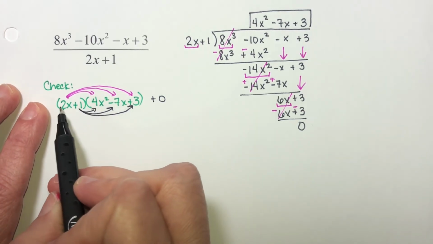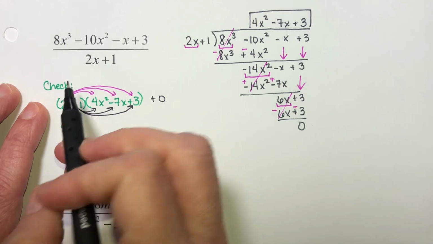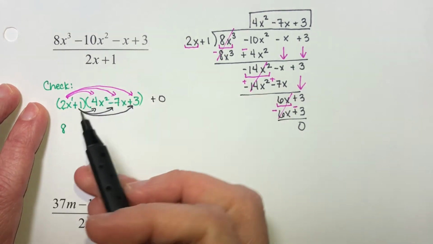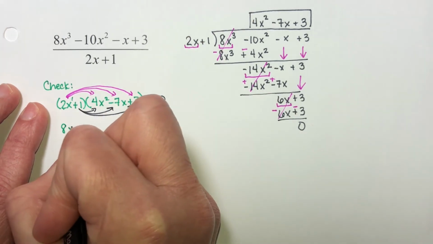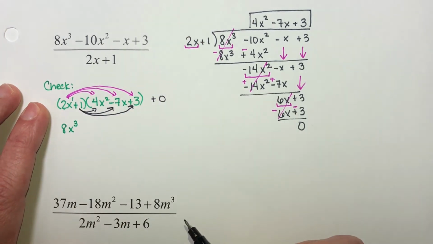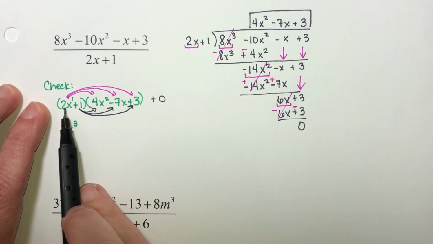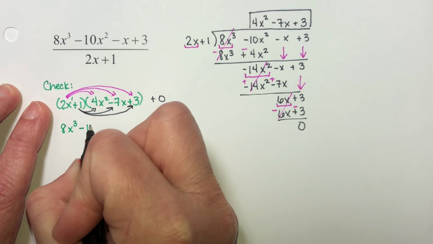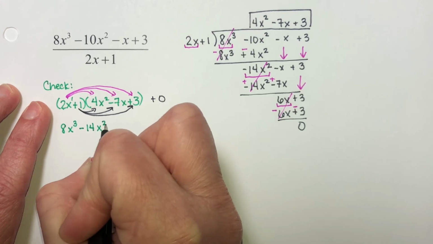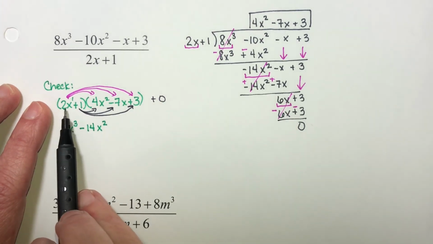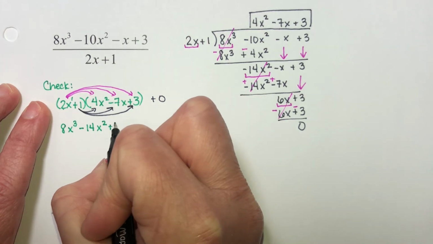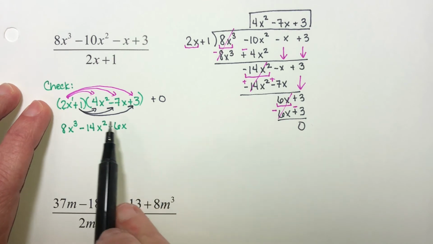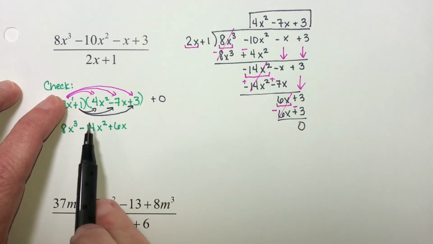2x times 4x squared. 2 times 4 is 8. X times x squared. We're multiplying and that has an understood power of 1. So our exponent is now 3. 8x cubed. All right, 2x times negative 7x is going to be negative 14x squared. 2x times 3 is 6x. Okay, so we've distributed the 2x all the way through. Let's come to the 1. Distributing 1 is very easy.